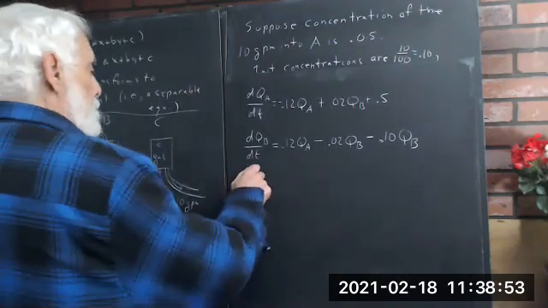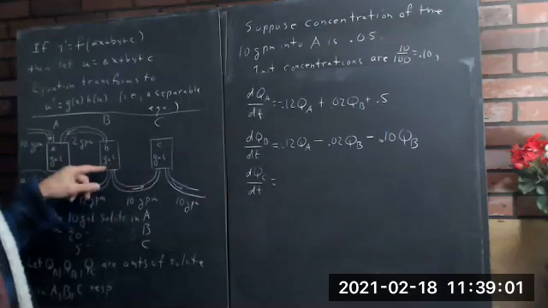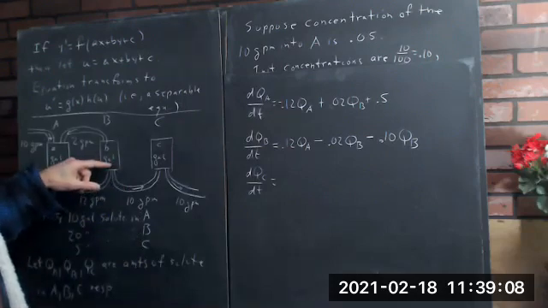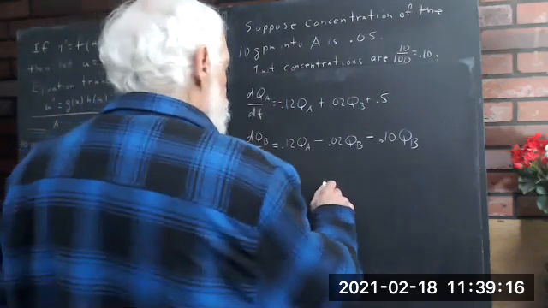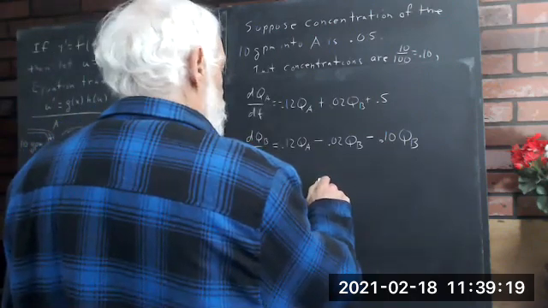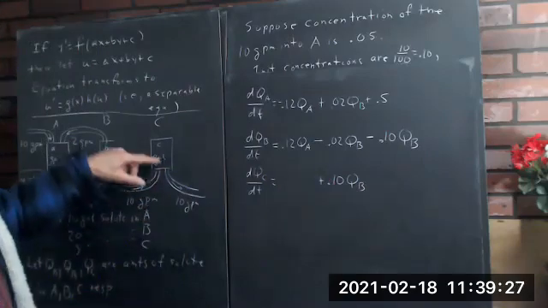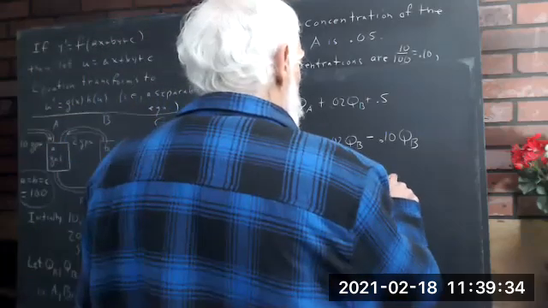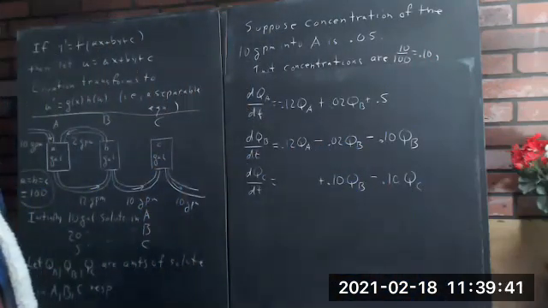For QC, now let's look at it again. You got 10 gallons per minute coming in from B, 10 gallons per minute going out of C. So you're going to have 10 gallons times QB over 100, which is plus 0.10 QB, and 10 gallons per minute at concentration QC over 100 is minus 0.10 QC. So there you have your system.